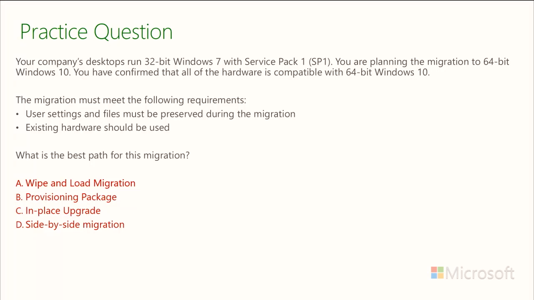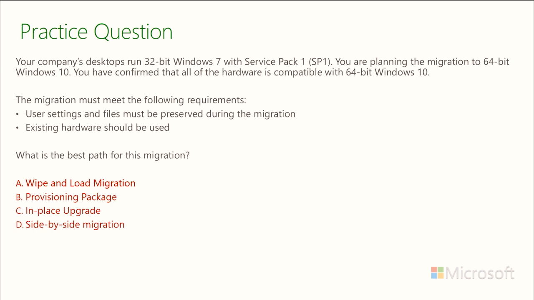Right. The last slide is a practice question for you guys, and I'll go ahead and read that now. Your company's desktop runs 32-bit Windows 7 with Service Pack 1. You're planning the migration to 64-bit Windows 10. You've confirmed that all of the hardware is compatible with 64-bit Windows 10. The migration must meet the following requirements. User settings and files must be preserved during the migration. Existing hardware should be used. What's the best path for this migration?